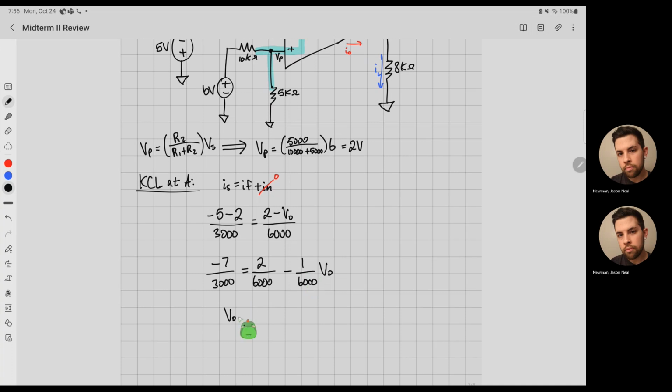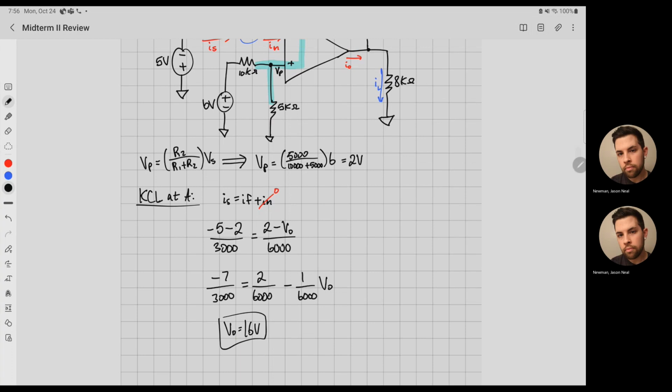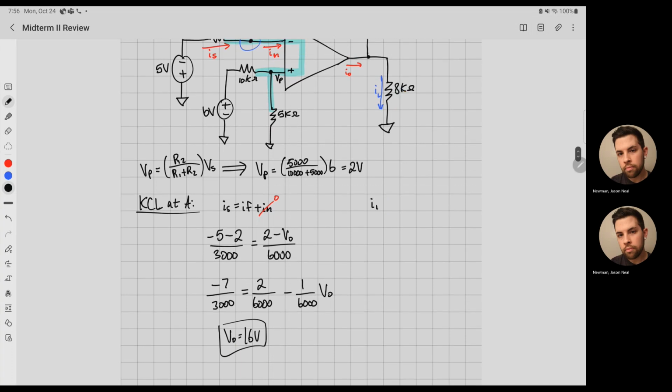Okay, I'm getting 16 volts as my VO. Okay, so now IL is equal to, we have that voltage now, Ohm's law, VO over that resistance, 8K. So this is just 16 over 8K. It's going to be 2 milliamps, right?